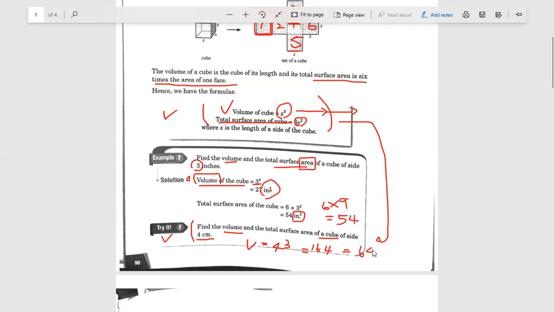Excellent. And then remember, we need to include the unit. So what would be the unit? Centimeters cubed. Cubed, yes. Excellent, very good.